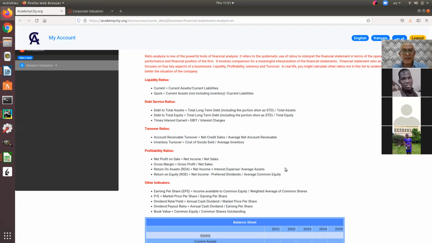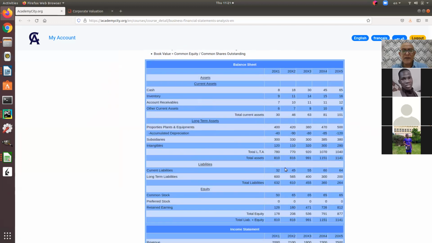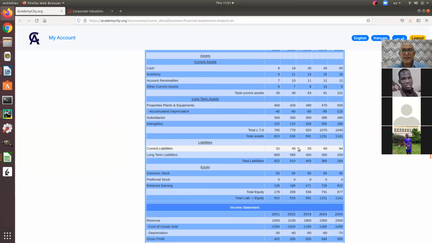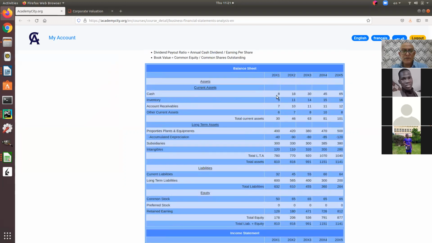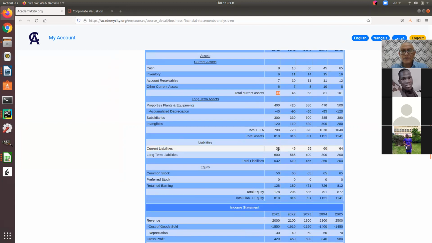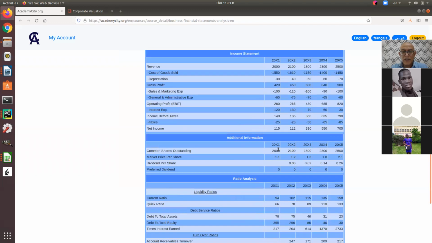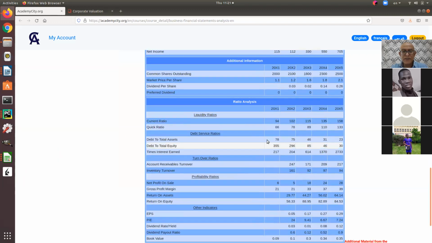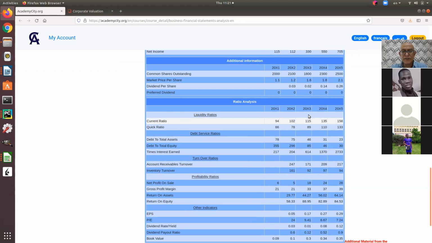So let's look at our example we played with last time. Okay, for 2000X1, we take the current assets, which is 30, we divide it by current liabilities, which is 32. This ratio comes to about 0.94, I guess. And if we look down, we see that indeed current ratio is 0.94.